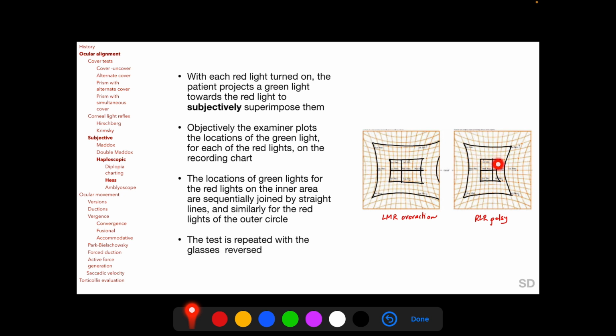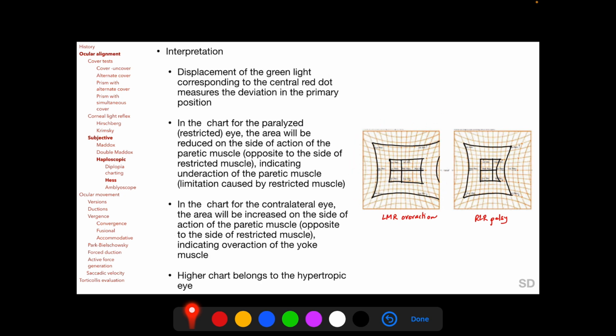The locations of the green lights recorded for each of the red lights of the inner area are then sequentially joined by straight lines, and so for the green lights plotted for each of the red lights of the outer area. The test is then repeated with the glasses reversed, and then the other chart is used to record the findings. Displacement of the green light corresponding to the central red light measures the deviation in the primary position.